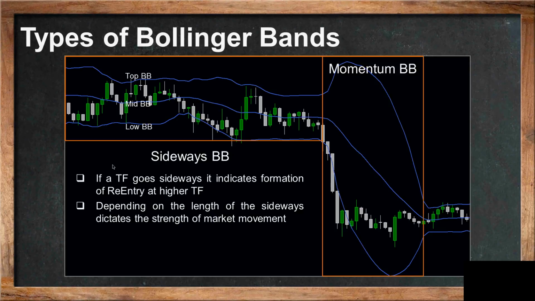Okay, so usually depending on the length of the sideways and depending on the length of the momentum correction, the sideways BB will dictate the strength of the market movement later on. So basically during the sideways, it's creating a re-entry on a higher time frame, and as soon as that re-entry is completed, then obviously it went down in this manner. So there's a big movement of the market as soon as the formation of the re-entry candle is completed. Okay.